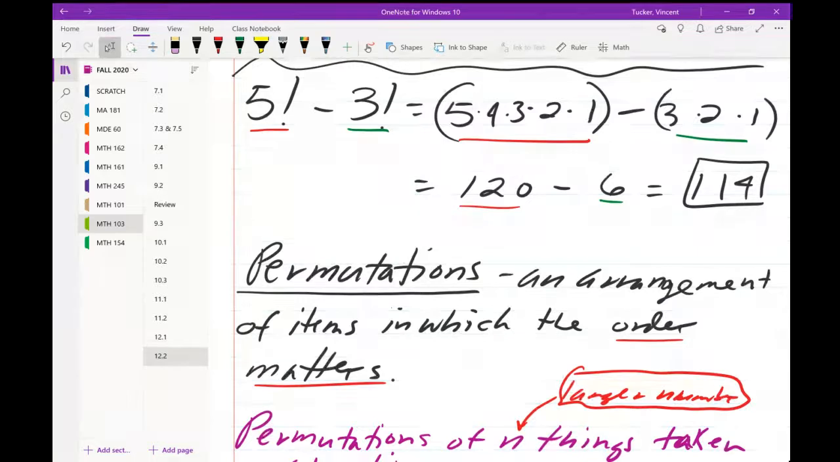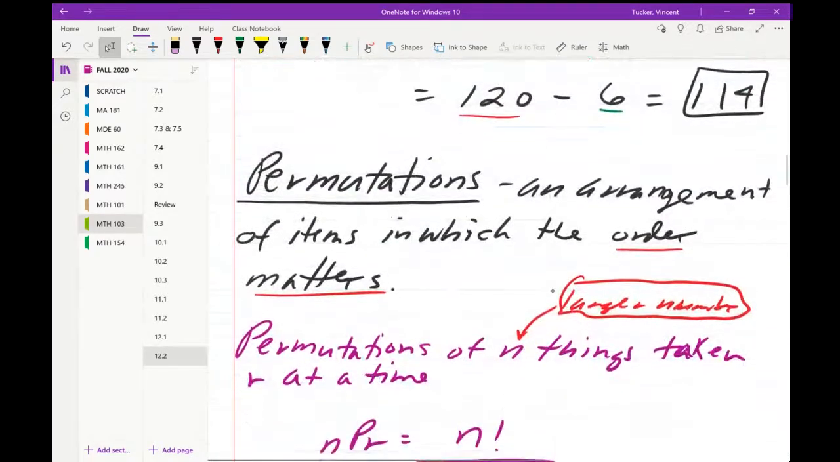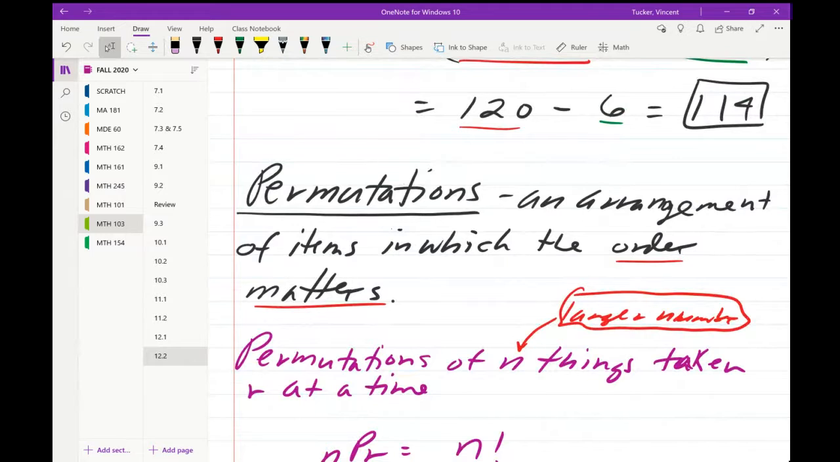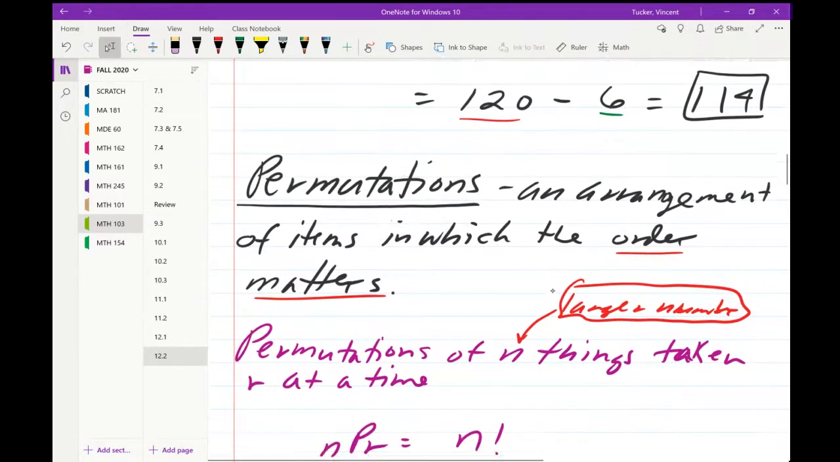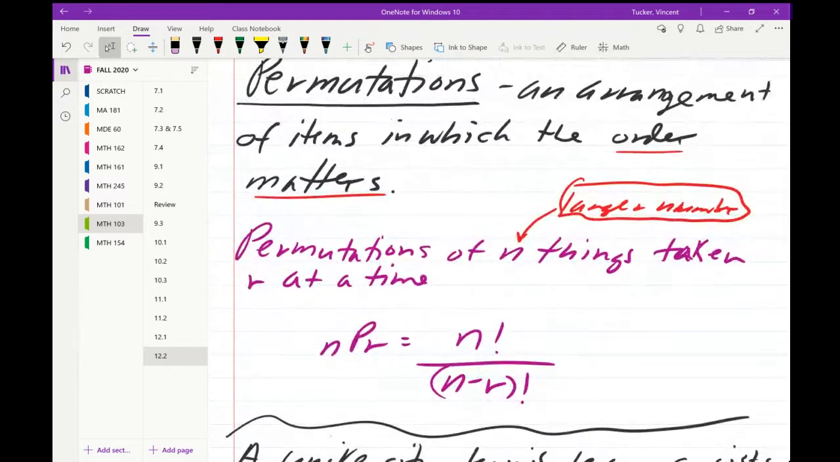All right, so actually getting into permutations. This is an arrangement of items in which the order matters. So here we have our permutation formula. Permutation of n things taking r at a time. nPr is equal to n factorial over n minus r factorial.